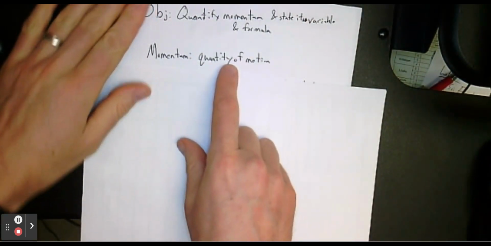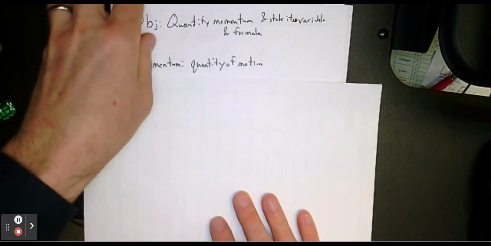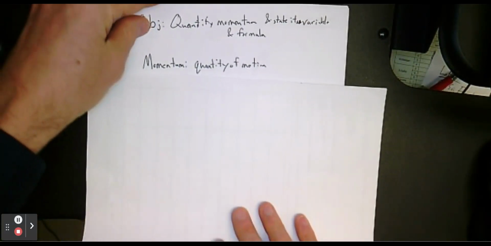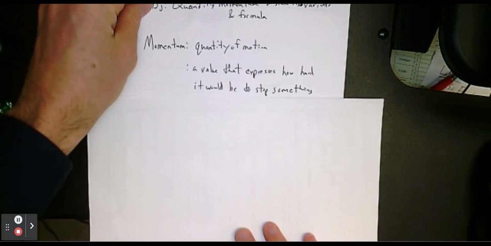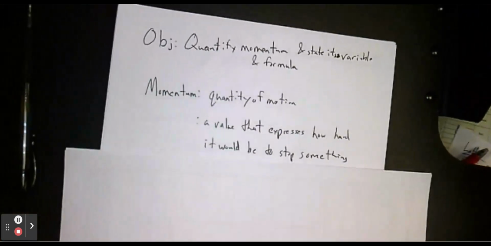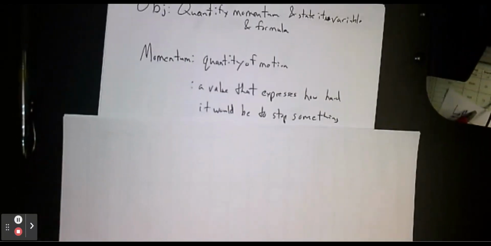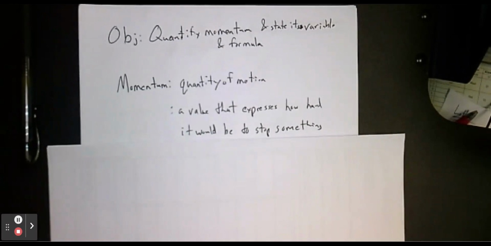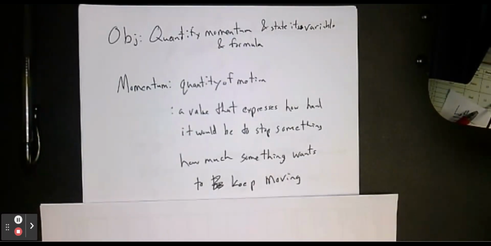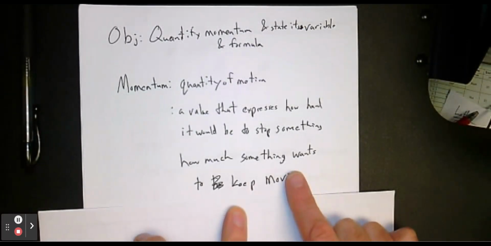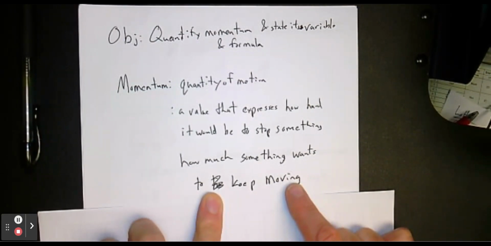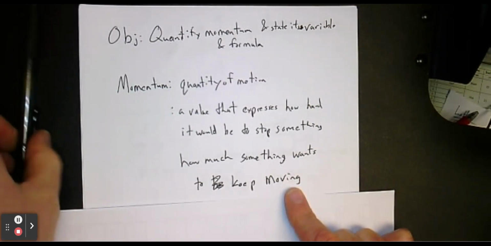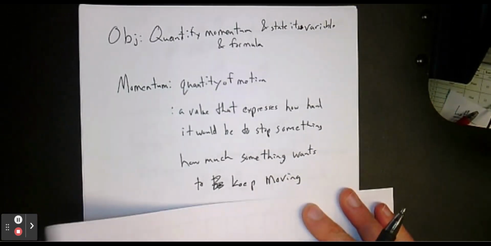So there's our variable. Momentum is a quantity of motion, like how much motion is there. It's a value that expresses how hard it would be to stop something. The larger the momentum, the harder it's going to be to stop. How much something wants to keep moving. Now, it's not like it actually wants to. I'm personifying the objects in motion a little bit.